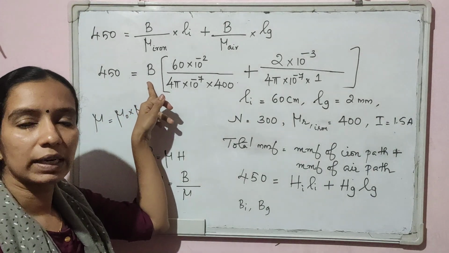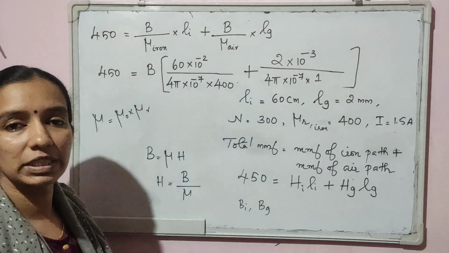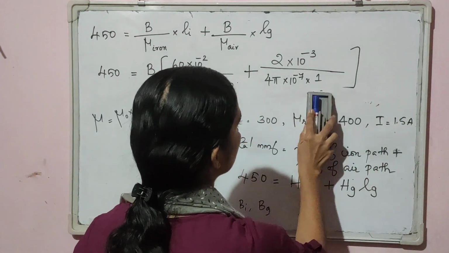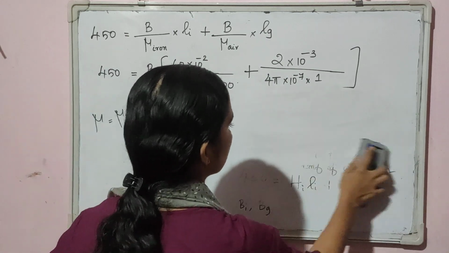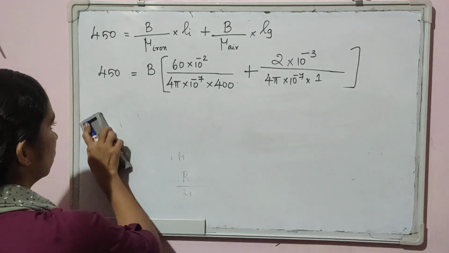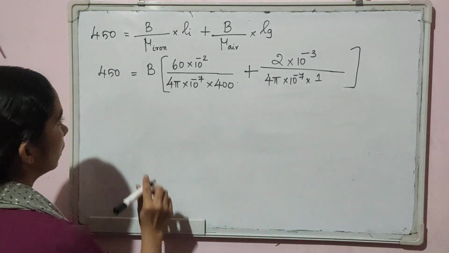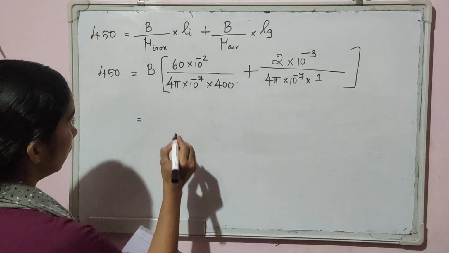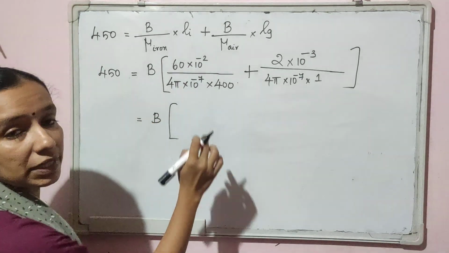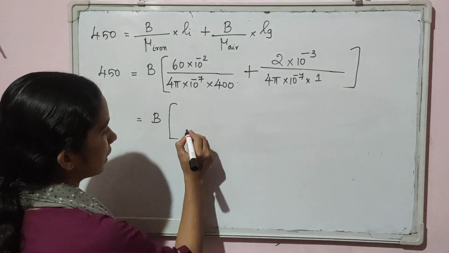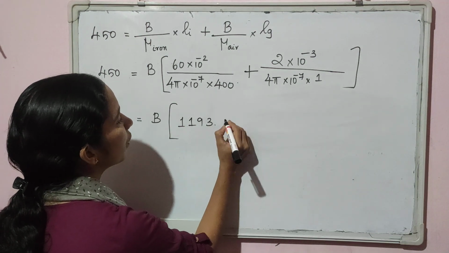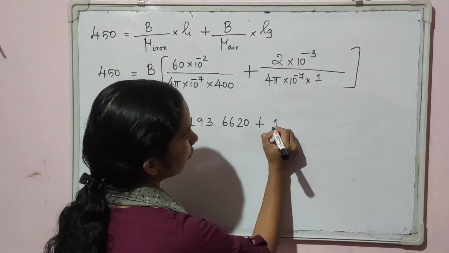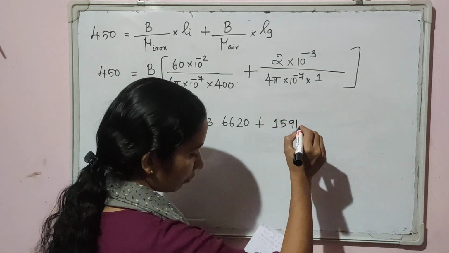Now here there is only one unknown, that is B. So by solving this equation we will get the value of flux density B. Okay, this will be B into, on solving the first term we will get the answer as 1193.6620, plus the second term will be equal to 1591.5494.